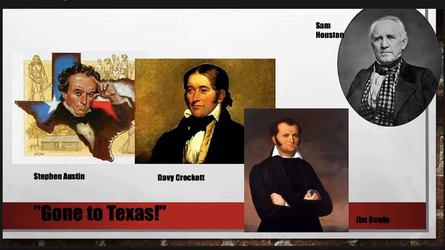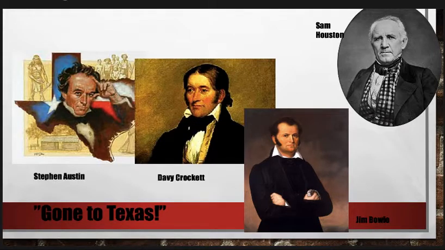But he had some troubles in his personal life, and those personal troubles led him to extreme alcoholism, and a lot of people just regarded him as a big drunk, and he wanted to get a fresh start in a new land, and so that's why he moved to Texas.